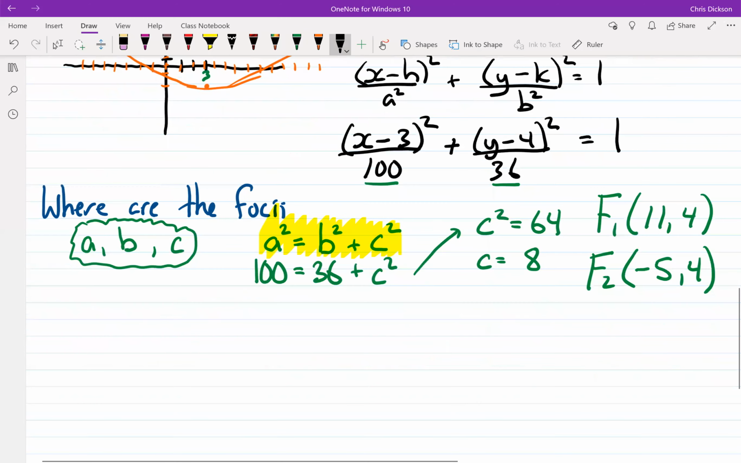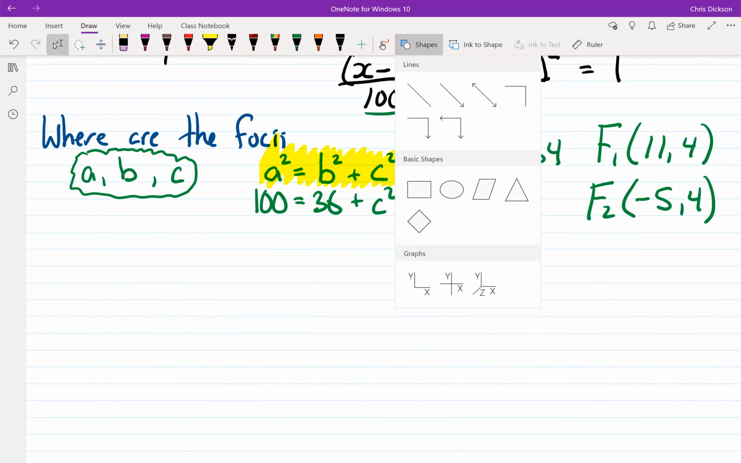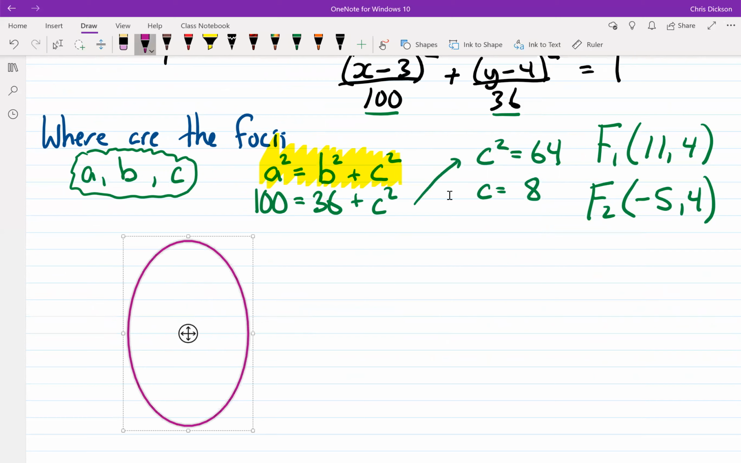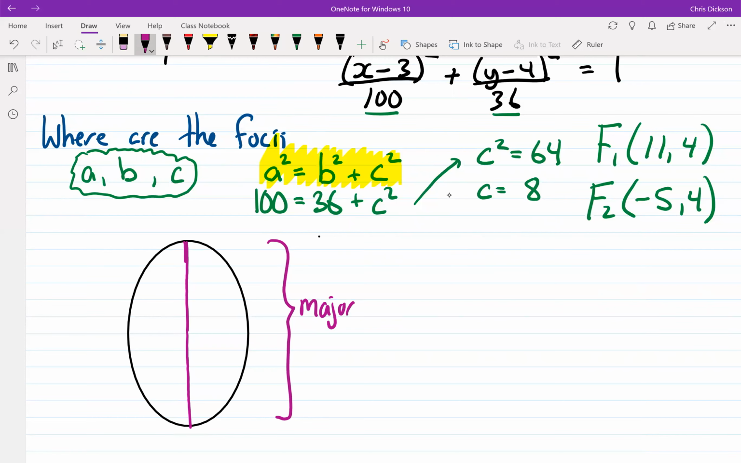So let's try another ellipse here. Let's take an ellipse that actually looks this way. Okay, so it's longer in the y direction. And so what I'm going to do here is be a little bit quicker with this and just draw a line down the middle as best I can. Now that's going to be the major axis, longer that way. And then the minor axis will be the distance across the middle here. So minor.